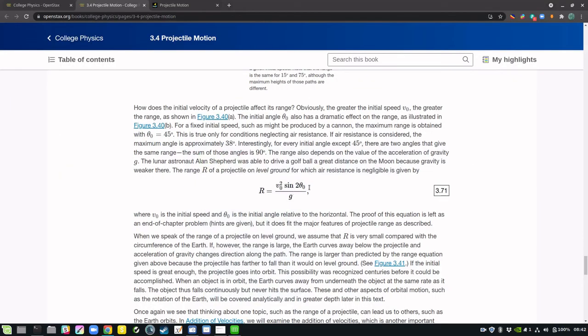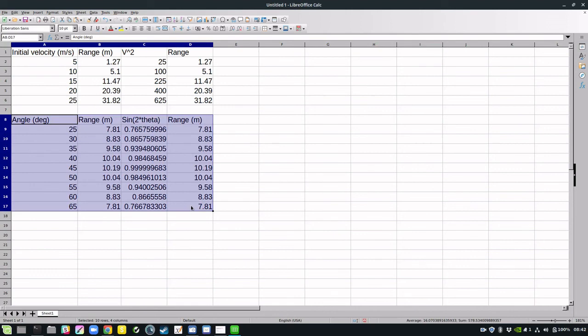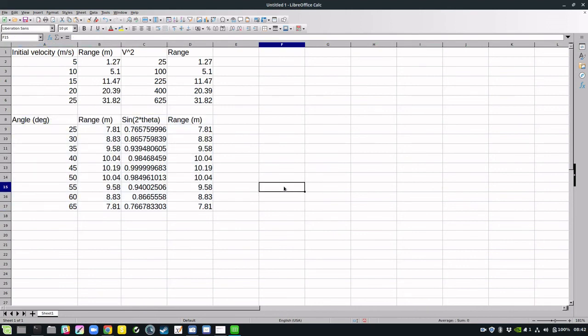So your goal for this assignment is to recreate the plots for the v squared dependence and the angular dependence separately. So I want you to produce these two graphs and bring them with you to class.